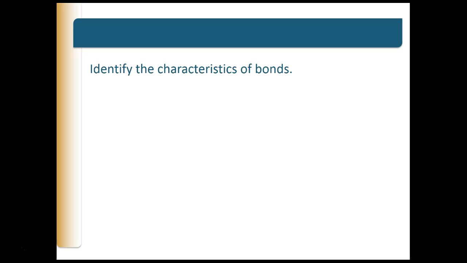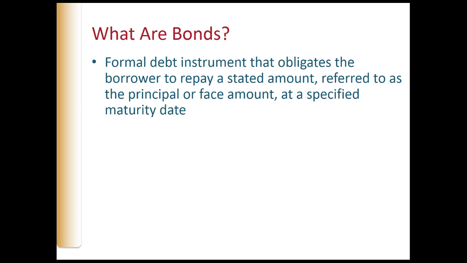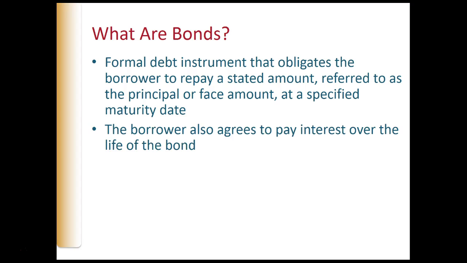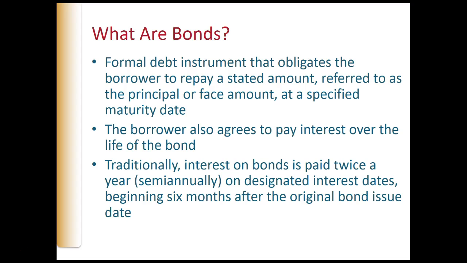Now let's identify the characteristics of bonds. A bond is a formal debt instrument that obligates the borrower to repay a stated amount, referred to as the principal or face amount, at a specified maturity date, in return for the use of money borrowed. The borrower also agrees to pay interest over the life of the bond. Now, bonds usually are issued to many lenders, while notes most often are issued to a single lender, such as a bank. Traditionally, interest on bonds is paid twice a year, which we call semi-annually, on designated interest dates beginning 6 months after the original bond issue date.